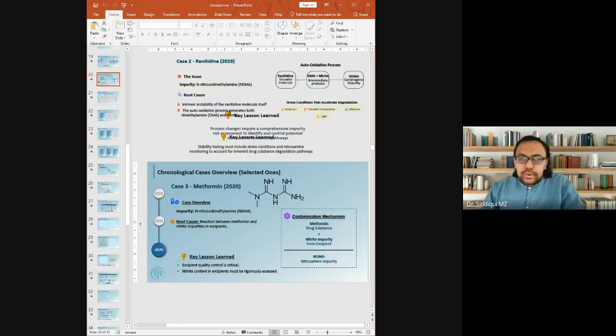Then the third case totally brought a new dimension, which is that of metformin. In the case of metformin, the root cause was linked to the excipient containing nitrite. The reaction between metformin and nitrite impurities in the excipient resulted in the formation of NDMA. This transformed industry understanding also, because it was perceived that excipients are passive participants, but from this case we learn that they can be critical nitrite contributors. So the quality control of excipients is very important.